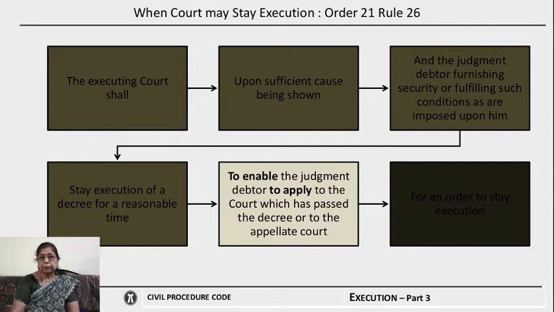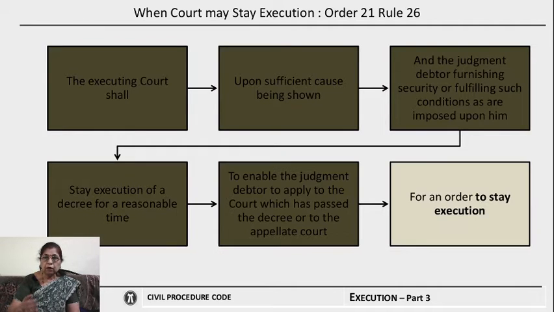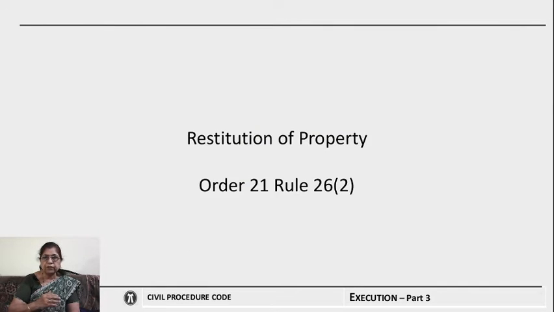And the purpose is to enable the judgment debtor to apply to the court which has passed the decree or to apply to the appellate court for an order to stay the execution. So, the purpose of Rule 26 is that the executing court has a power to stay the execution in order to enable the judgment debtor to apply to that court which has passed the decree or to the appellate court to get an order, and pending that application when he files to stay execution, this court, that is the executing court, has the power to stay the execution. So, this is Rule 26.